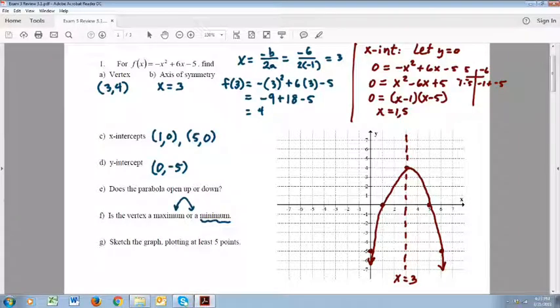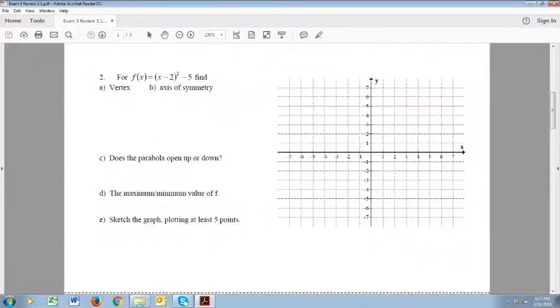Oh, I'm sorry, we have a minimum here because... actually that's not the case. We actually have a maximum here, as you can see from the picture, and our maximum is going to be 4, the y value of the vertex. Alright, let's move on to the next problem.